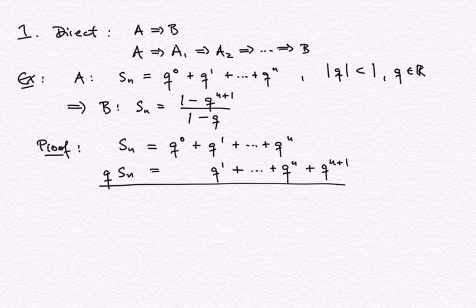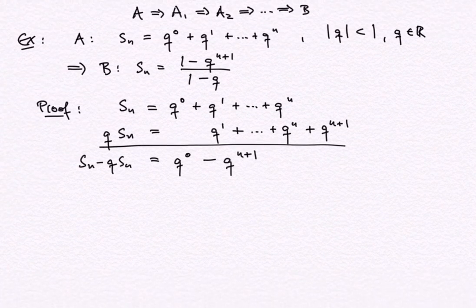That would be statement A1. Now I can subtract the two, so I get S_n minus q S_n is q to the naught. All the intermediate terms here cancel each other. Minus q to the n plus 1. That would be statement A2.